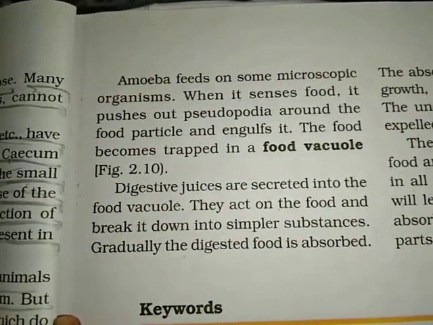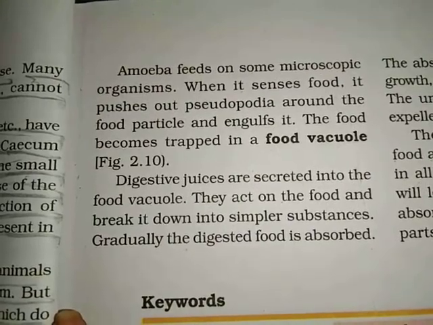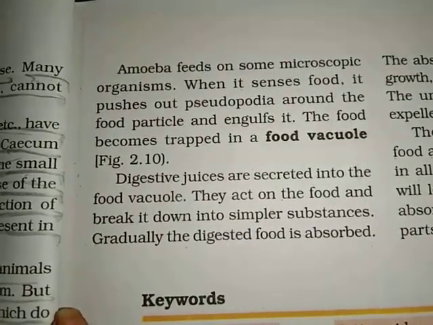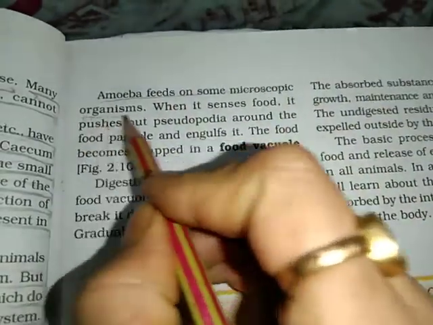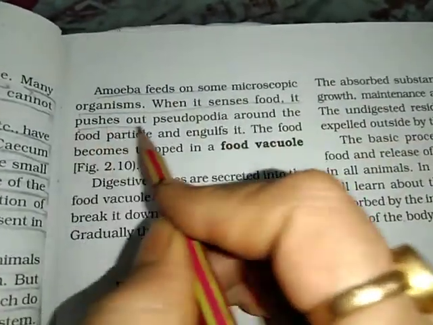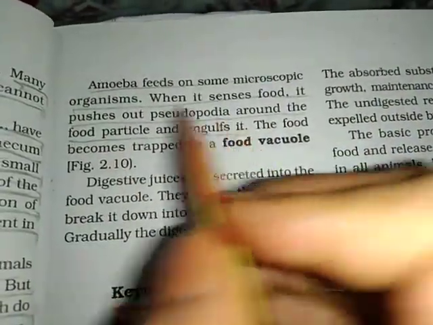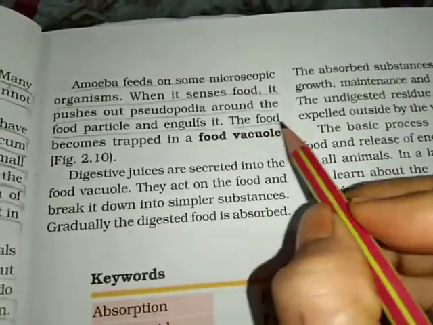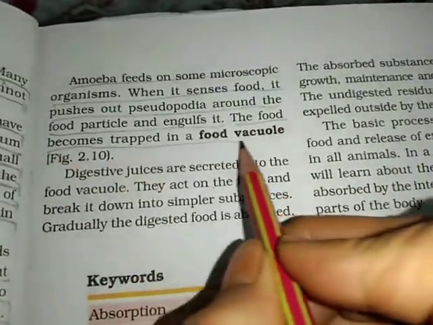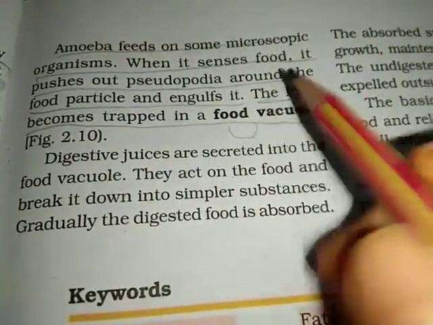Amoeba feeds on some microscopic organisms. When it senses food, it pushes out pseudopodia around the food particle and engulfs it. Underline all this, how it is doing. What is the process? It is pushing out the pseudopodia, that is the false feet, and engulfs the food particle in it. The food becomes trapped in a food vacuole. That is called a food vacuole. A bubble-like structure is created after the pseudopodia join from both the ends.